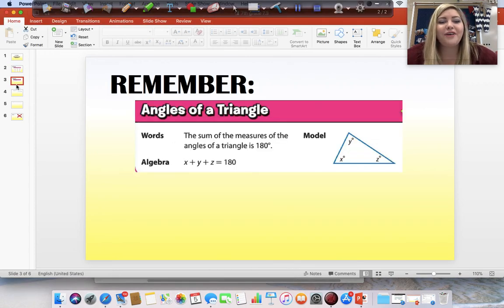All right, so angles of a triangle. All angles of a triangle, any triangle, equal 180 degrees. So it does not matter what the size of the triangle is, whether it's obtuse, scalene, right. All triangles, the angles inside of a triangle, equal 180 degrees. Okay, so make sure to write this down.